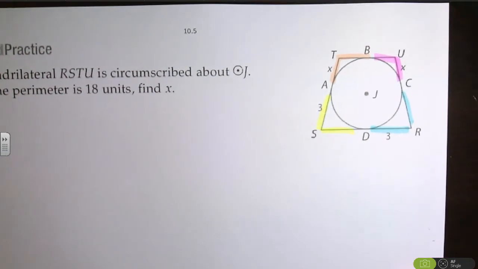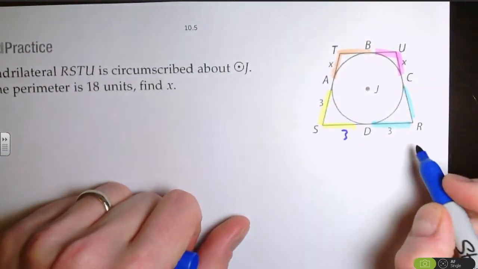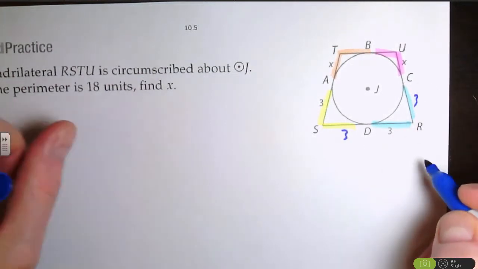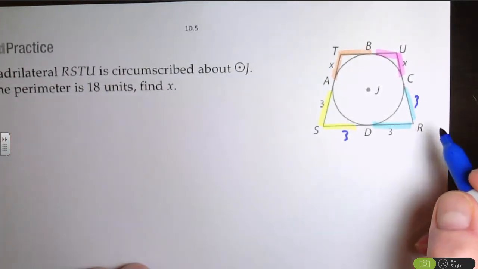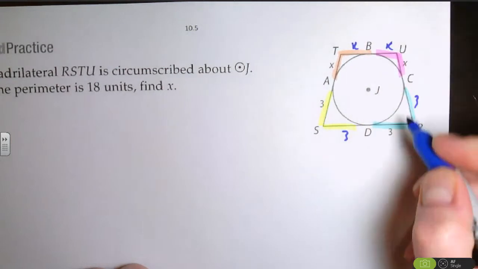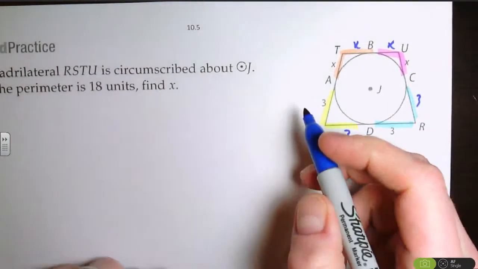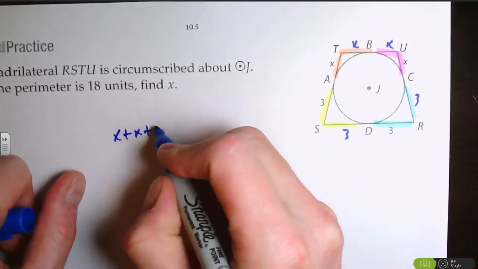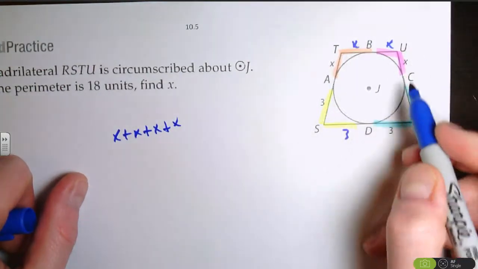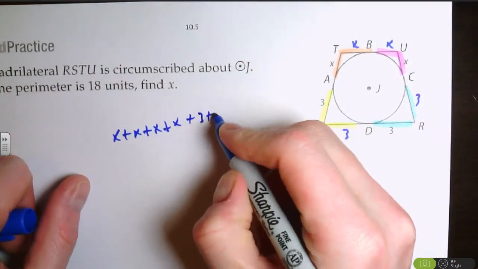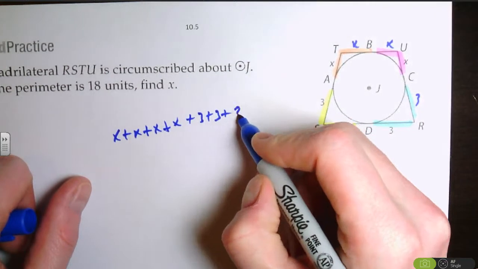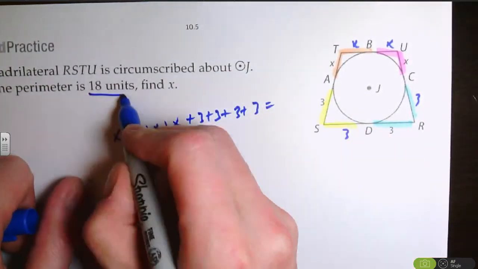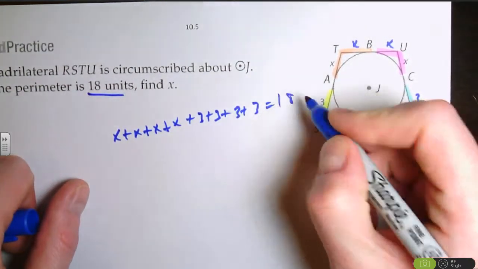So that means if this is 3 here, SD is 3. If this is 3, CB or CR is 3. Now you might say to yourself, well, how's that helpful? Well, I also know this is x and this is x. So all of those sides together, x plus x plus x plus x, so the 4 x's, plus 3 plus 3, plus 3 plus 3, has to equal the perimeter, which is 18.